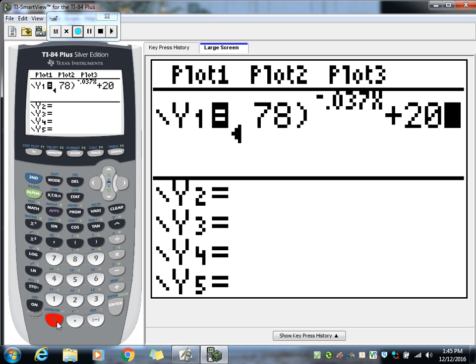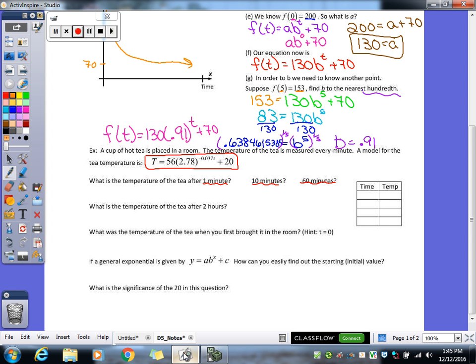All right, so under your y equals, we're typing in that equation. So once you have it in there, go to your table, and let's look for 1 minute. Let's round to the nearest hundredth. So to the nearest hundredth, what do we get for 1 minute? 73.92. So then scroll down, go to 10 minutes. 58.36.